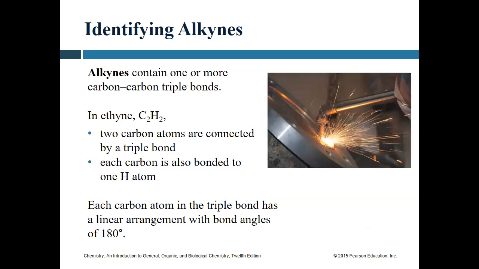For alkynes, everything we just talked about with double bonds, we just replace with the word triple bond instead. We identify alkynes by the presence of triple bonds. In the case of ethyne here, we're going to have a single triple bond between the two carbon atoms.